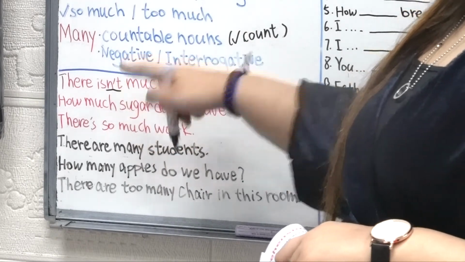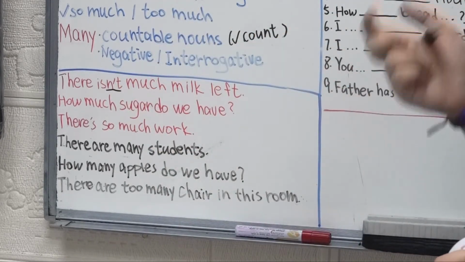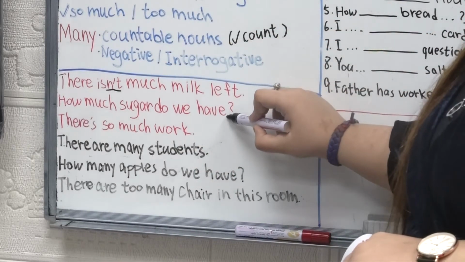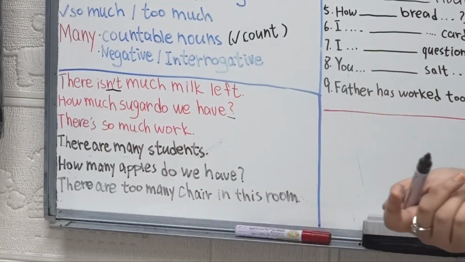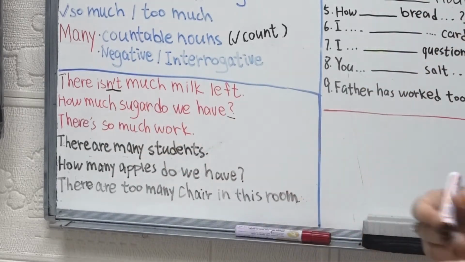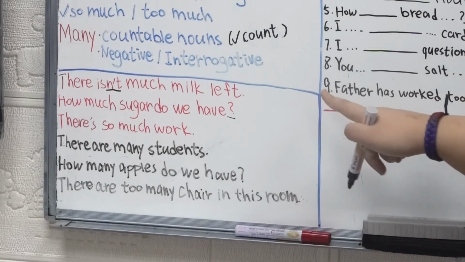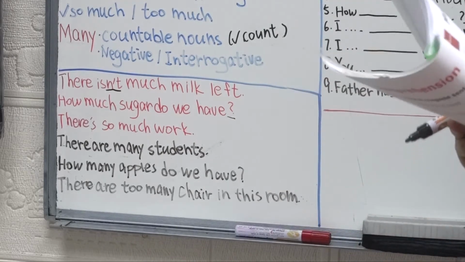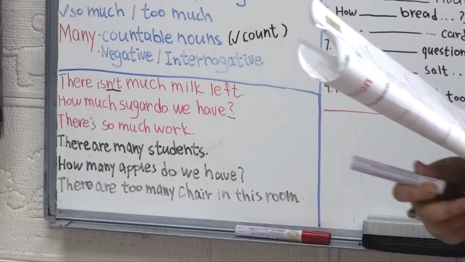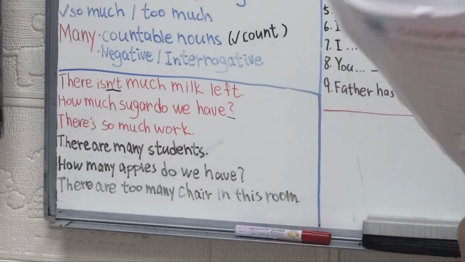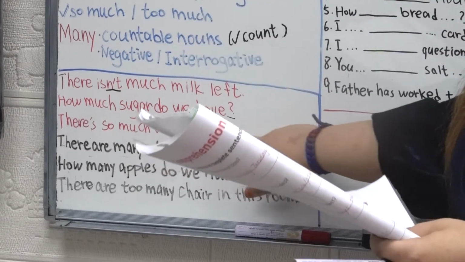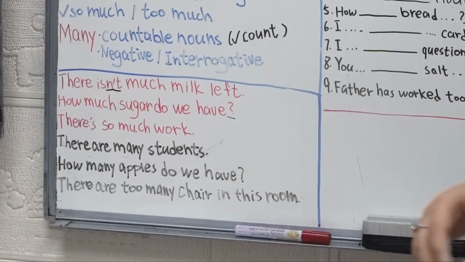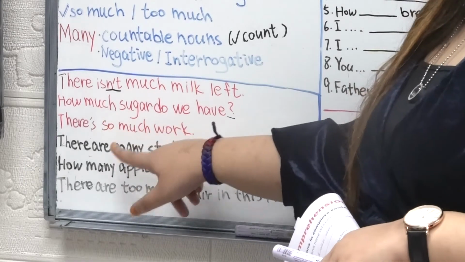Negative sentence. The sentence that has not, has no, has a negative word, okay? Interrogative. What is interrogative? Interrogative means question. How much sugar do we have, right? So it can be used in both negative and interrogative sentences. And we can use much in expressions such as so much, too much, all right? In your book, it says there's so much work to do, right? There's so much work, okay? We can use this kind of expression as well, so much.